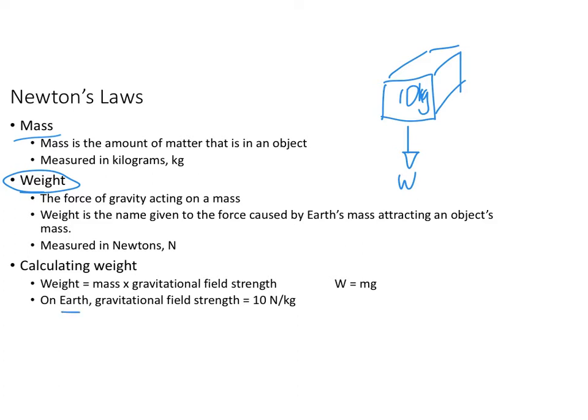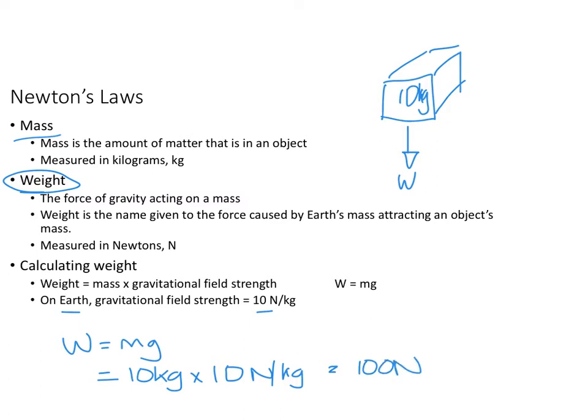To calculate the weight on Earth, we know that gravitational field strength is 10 newtons per kilogram. To calculate weight, we just use weight equals mass times gravity. If we look at our example up here, we've got a mass of 10 kilograms times a gravitational field strength of 10 newtons per kilogram, and that is just going to give us 100 newtons.